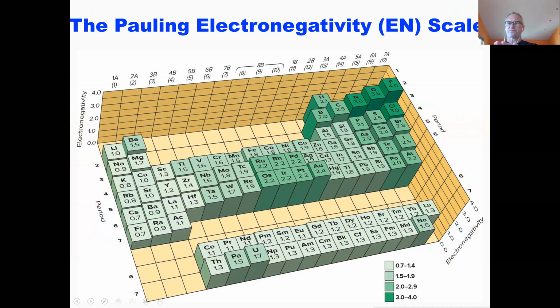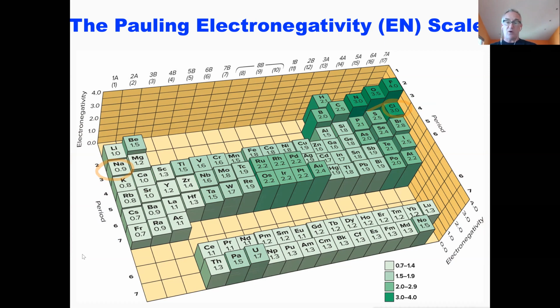So again, here's our electronegativity scale. You can see it goes up as we go across. And I just basically want to point out period 3. So I'm going to show you compounds taken from period 3, starting with sodium and ending with chlorine.